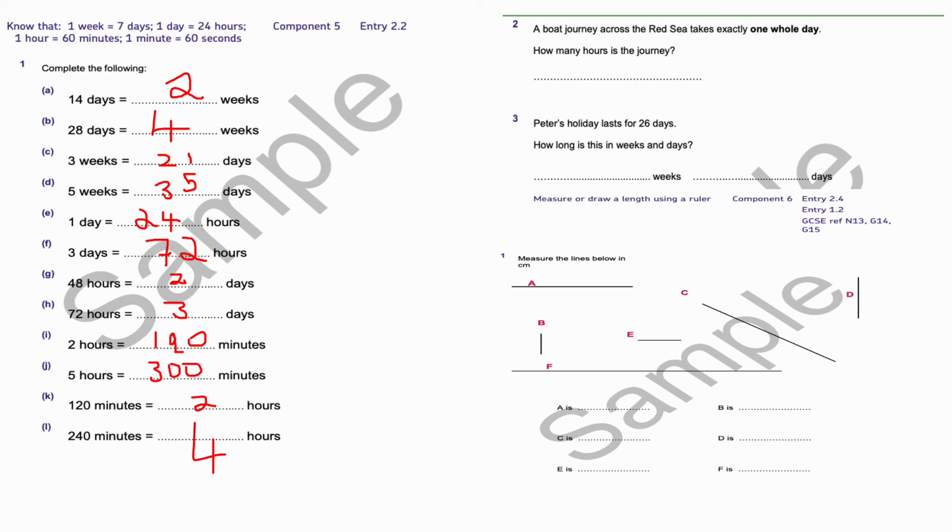Question number 2, guys. A boat journey across the Red Sea takes exactly 1 whole day. How many hours is this journey? Well, it's 24 hours, okay? Question number 3. Peter's holiday lasts for 26 days. How long is this in weeks and days? Well, 26 divided by 7, okay? So 26 divided by 7 is going to be 3. And then 5 days are remaining, so 3 and 5/7 as a mixed number. So it's 3 weeks and 5 days.